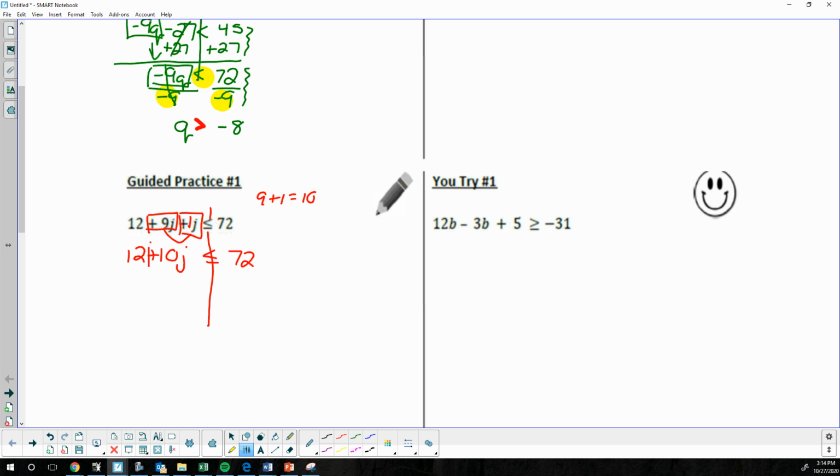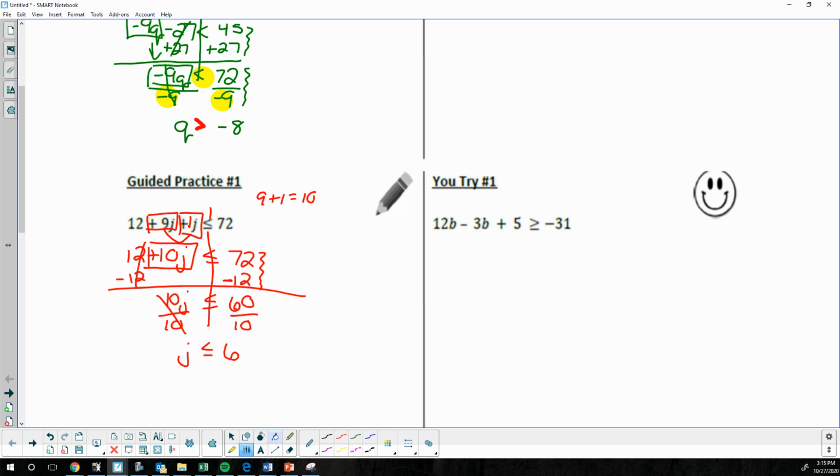Okay, box up the letter, and let's see what's outside the box. Outside the box is a +12. The opposite is -12. Okay, 10J is left on the left-hand side. And then I have right here a calculation to do. This says 72 minus 12, which is 60. Okay, 60 divided by 10 is 6.